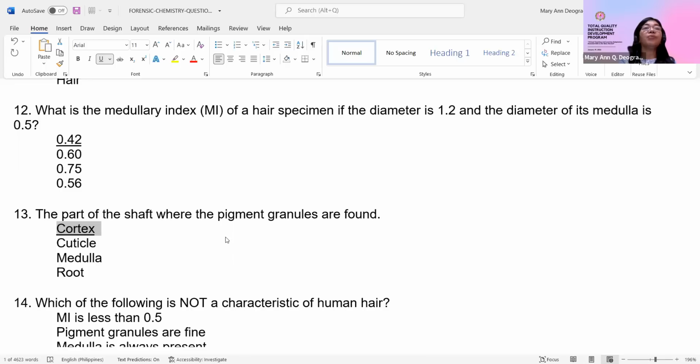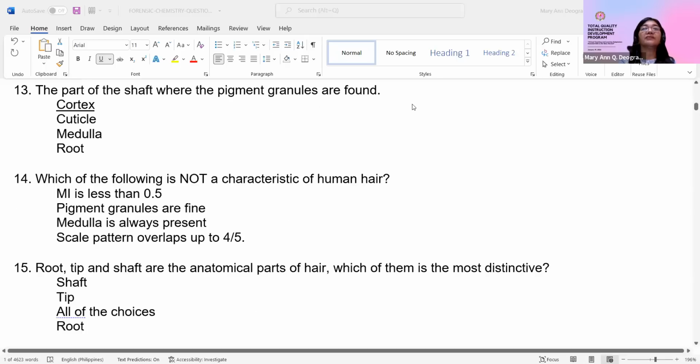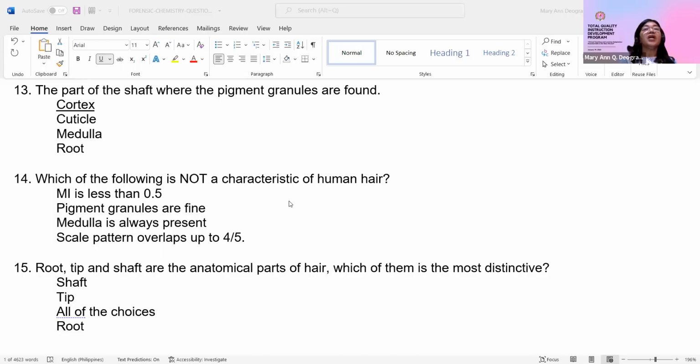Now, how about number 14? Number 14, which of the following is not a characteristic of human hair? MI is less than 0.5. Kasi pag more than 0.5 sa animal yan, pigment granules are fine. Medulla is always present. Scale pattern overlaps up to 4/5. Okay, our answer here is letter C.